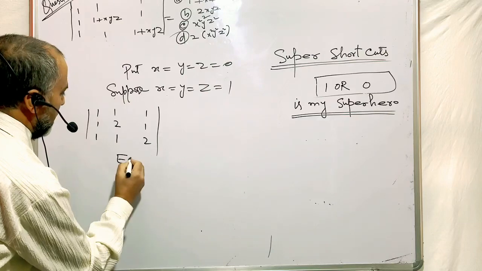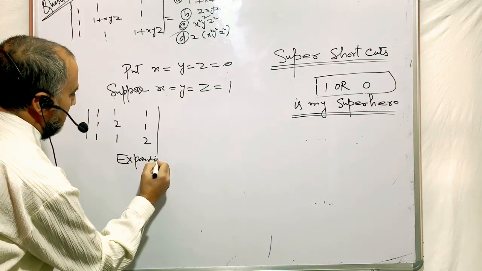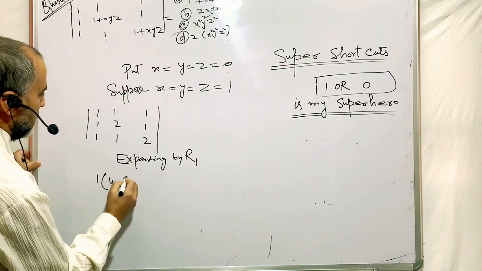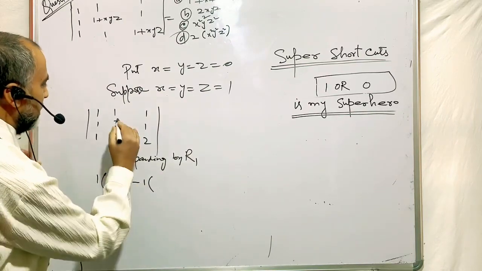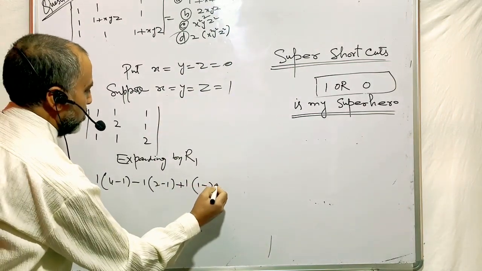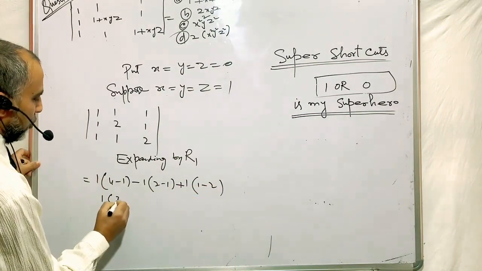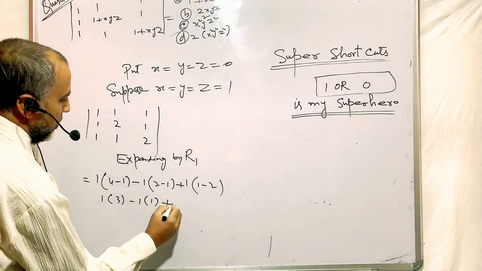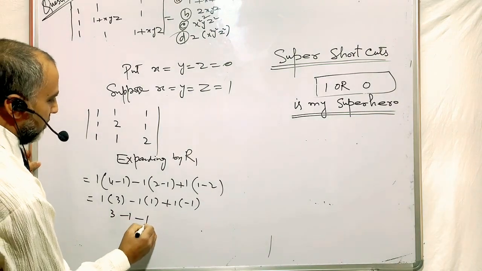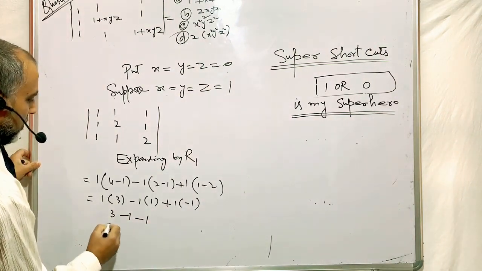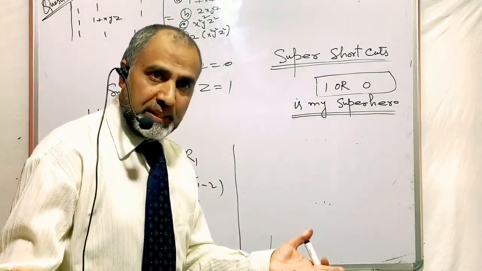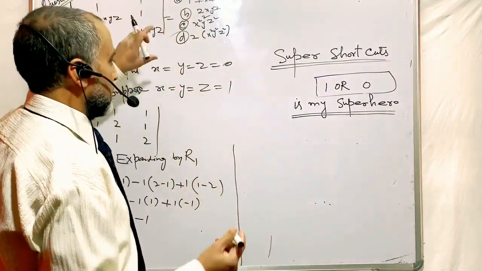Expanding by R1: 1 times (4 minus 1), minus 1 times (2 minus 1), plus 1 times (1 minus 2). This is 1 into 3, minus 1 into 1, plus 1 into minus 1, that is 3 minus 1 minus 1. This is here 1. Now we will put x, y, z in the right hand side in the options.